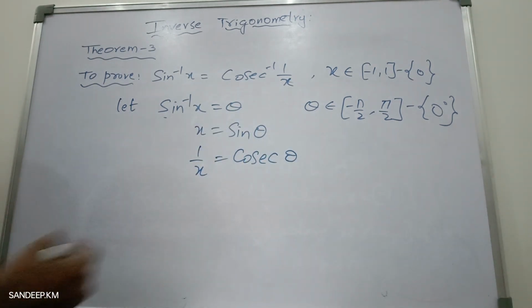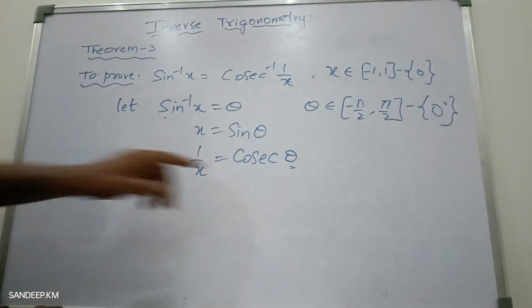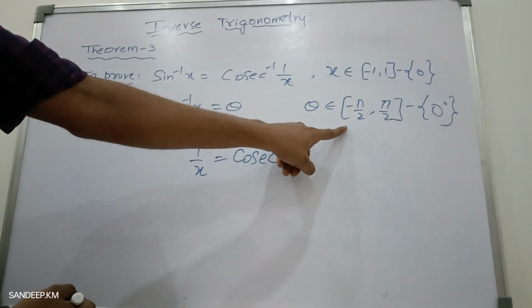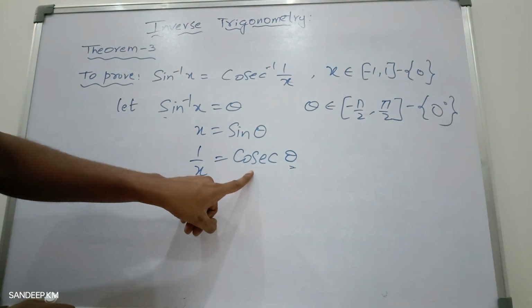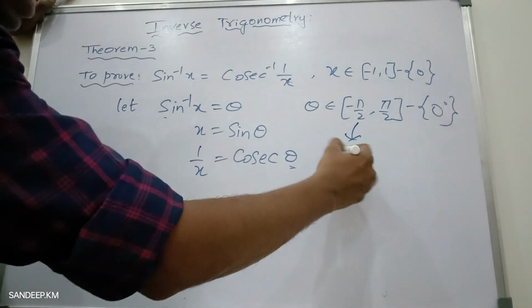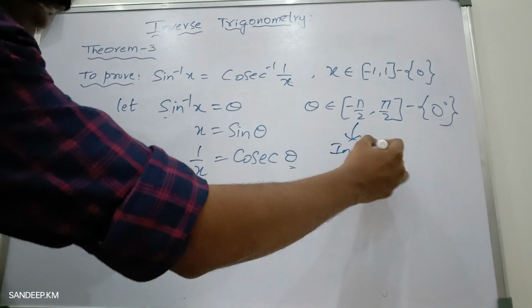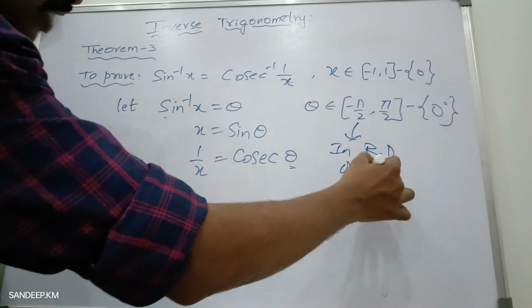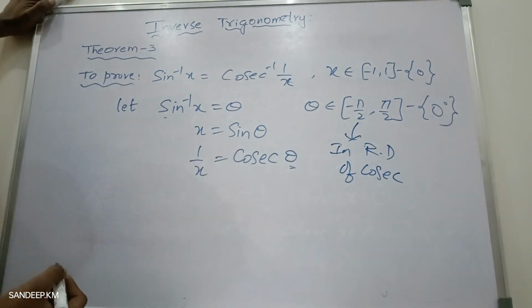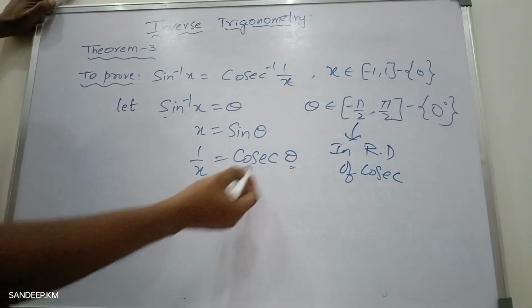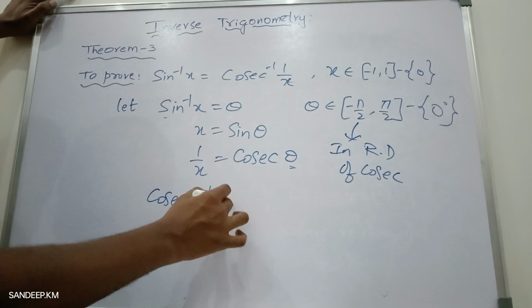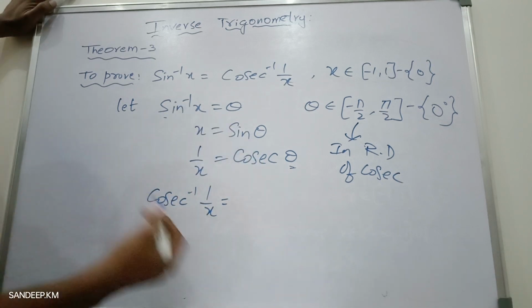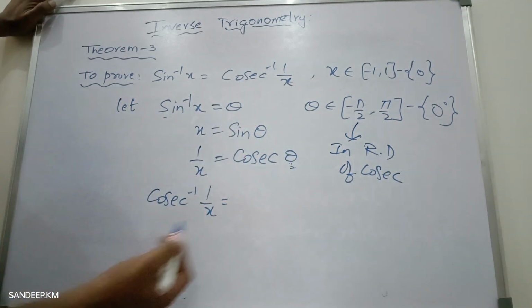Now theta is between minus 90 and plus 90, which is in the restricted domain of the cosec function. Correct? Therefore cosec will come to the left side and it becomes cosec inverse of 1 by x. Cosec will come to the left side only when theta is in the restricted domain of cosec.